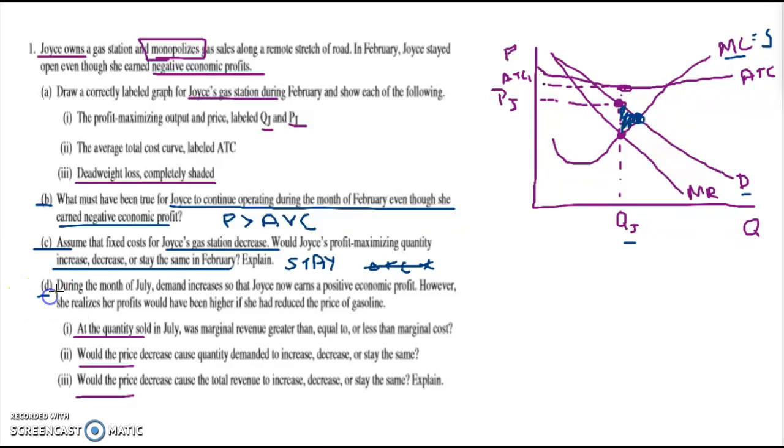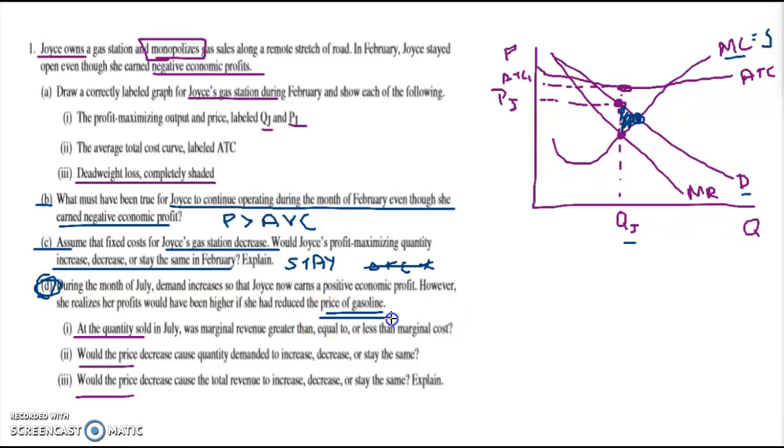Now, D, this is a place where I kind of led us astray, lost a little bit of my confidence, and didn't really give you a straight up answer on a couple of these. So let's take a look at it. It says during the month of July, demand increased so that Joyce now earns a positive economic profit. She's doing well. However, she realizes her profits would have been higher if she had reduced the price of gasoline. In other words, her profit maximizing quantity is not there yet.